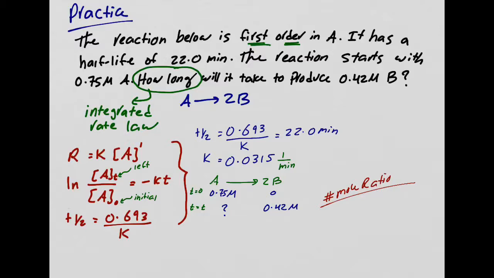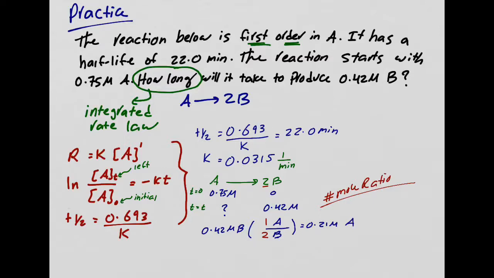So I have 0.42 molar of B that is going to be produced, okay? Now, I don't want the mole of B. What I want is A. What is the mole ratio? Coefficients are the mole ratio. So for 2B to 1A, what I'm going to get is 0.21 molar of A.